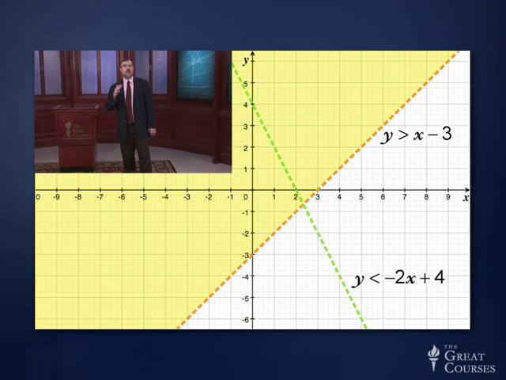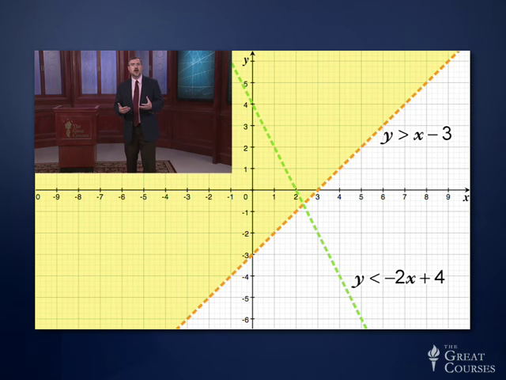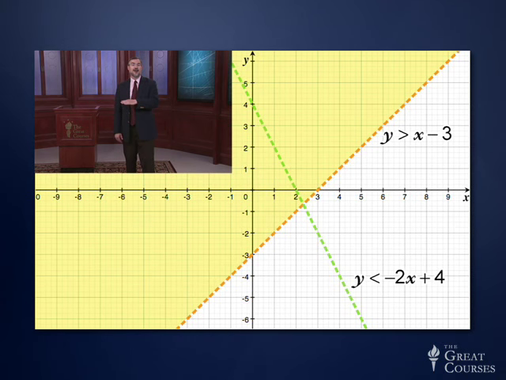Remember, if you can't tell which region to shade, or if you're having trouble with it, I should say, just pick a point on one side of the line. If that point makes the inequality true, then you shade that side. If that point doesn't make the inequality true, then you shade the other side of the plane.